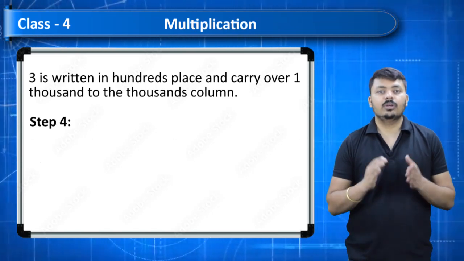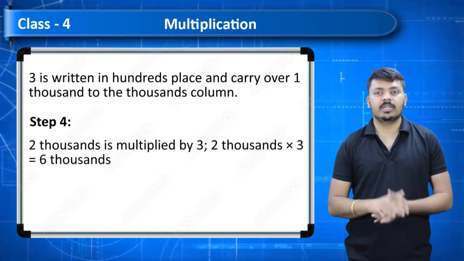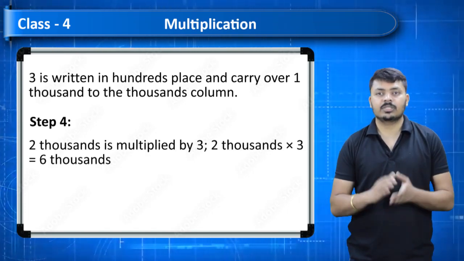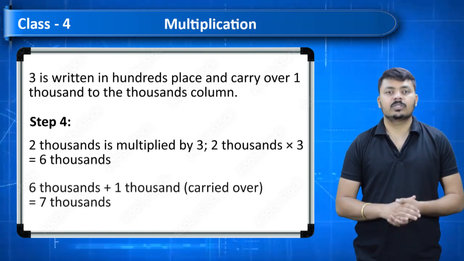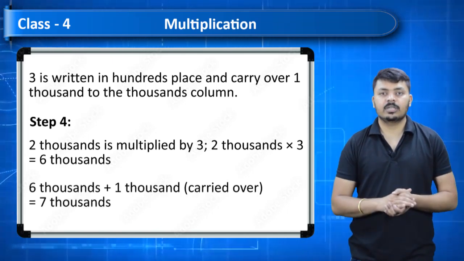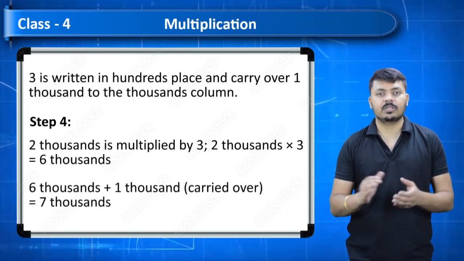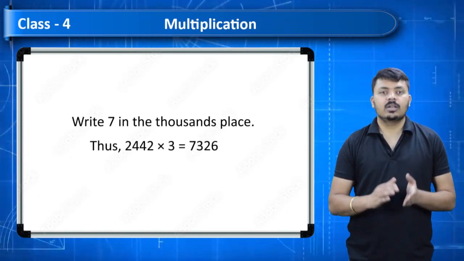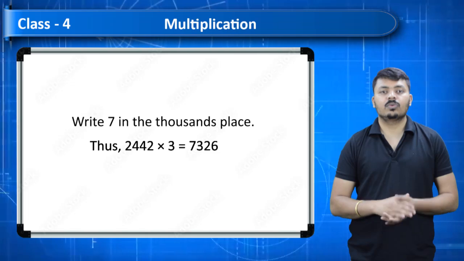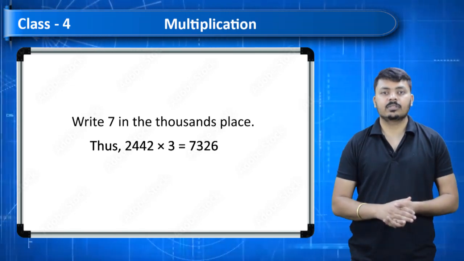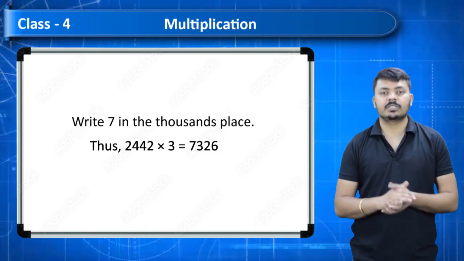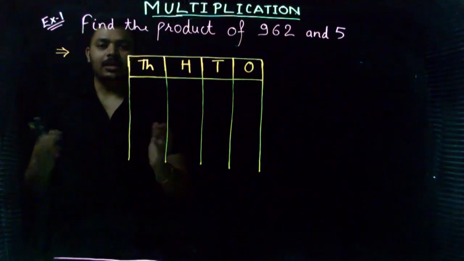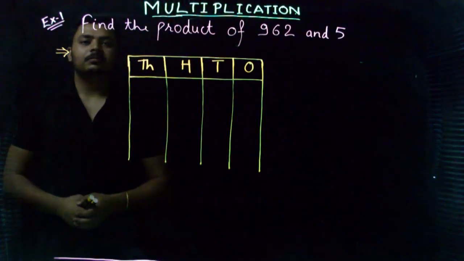Step 4. 2000 is multiplied by 3. 2000 into 3 is equal to 6000. 6000 plus 1000 carried over is equal to 7000. Write 7 in the thousands place. Thus, 2442 multiplied by 3 gives 7326 as the product.